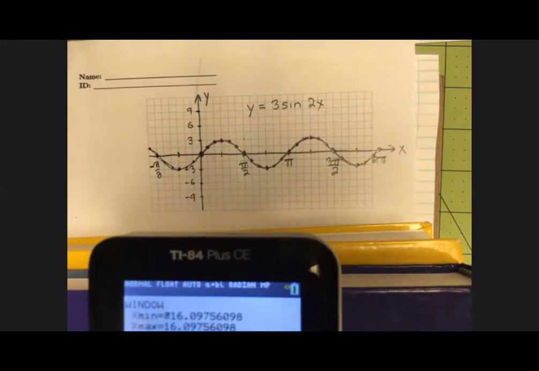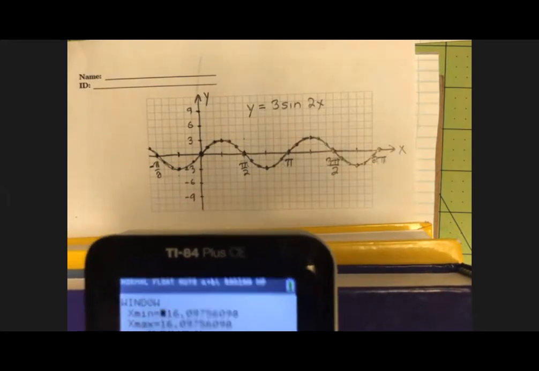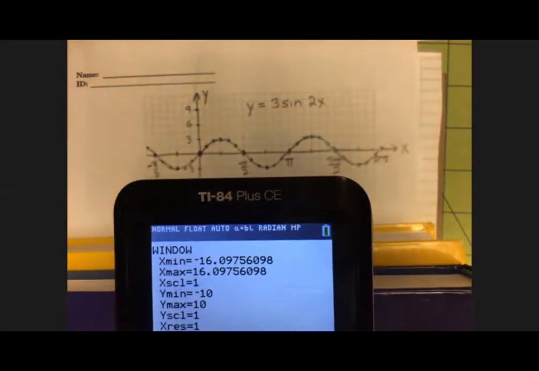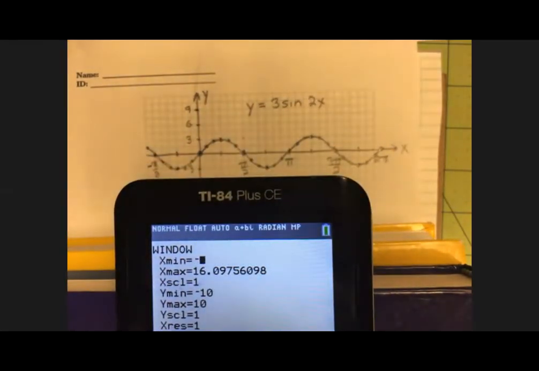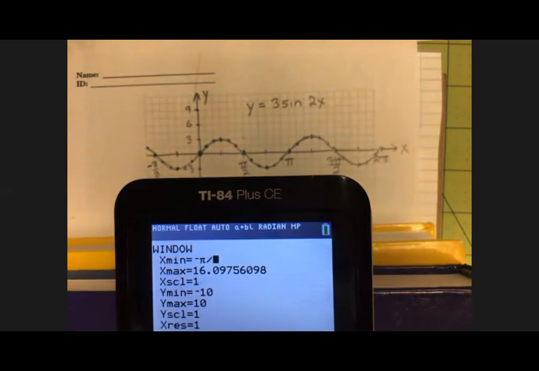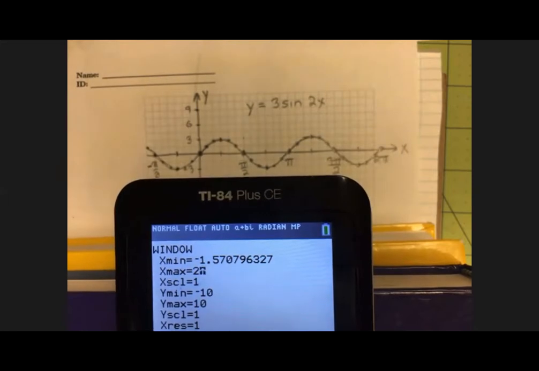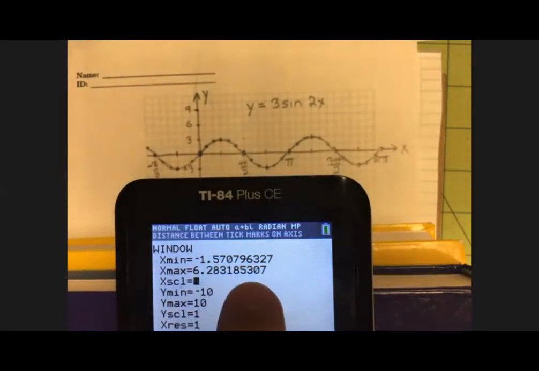So let's take my window and change the X values. Let's change them from minus pi over 2, and I can literally type in minus pi over 2 to 2 pi. I can literally type in 2 pi and let the calculator figure out what the exact number is.